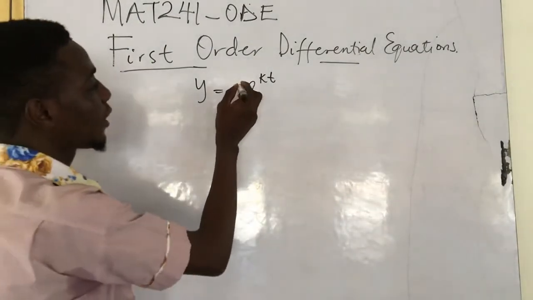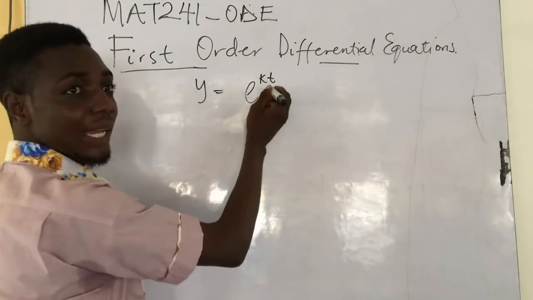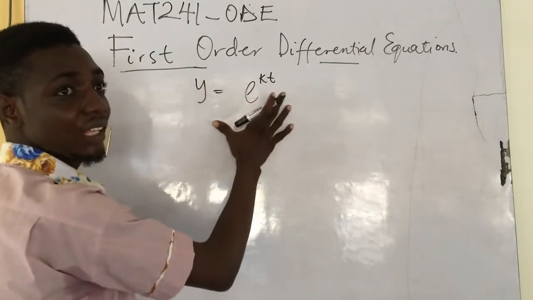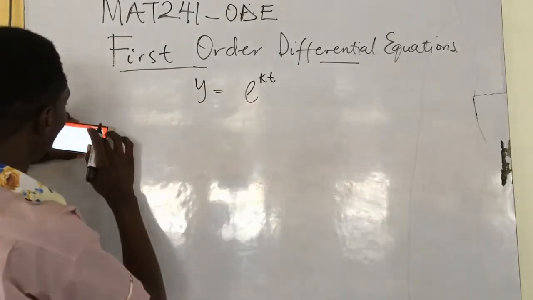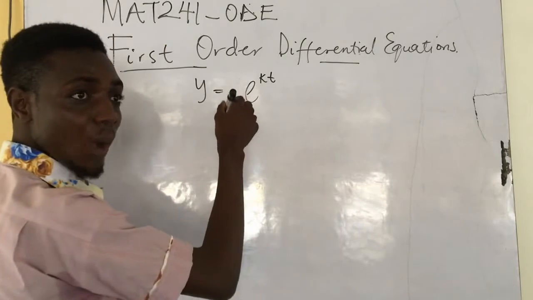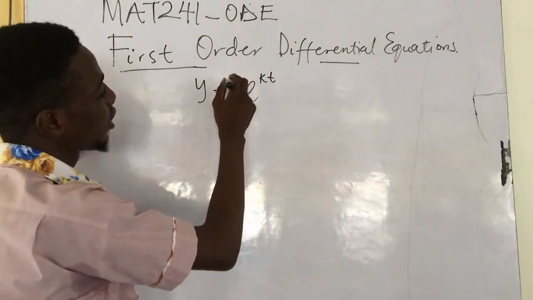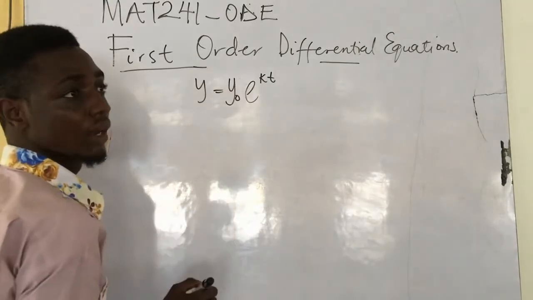So, from this step now, we can say that y equals c times e raised to power kt. This is a general equation now. But then we discovered already that our y naught equals our c. Instead of putting c here, we have our y naught here.